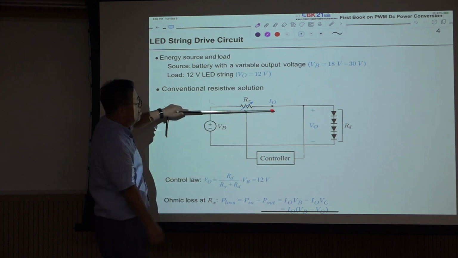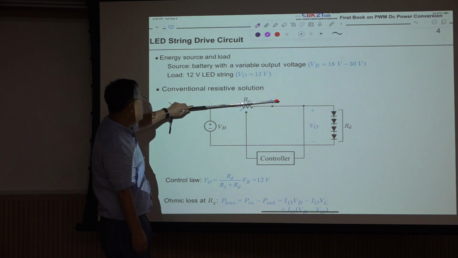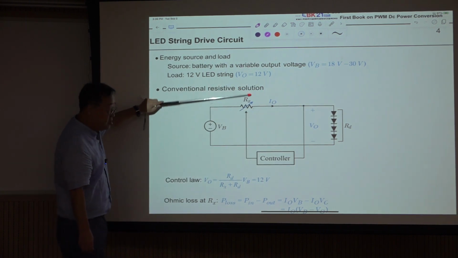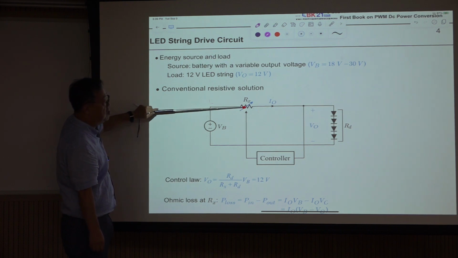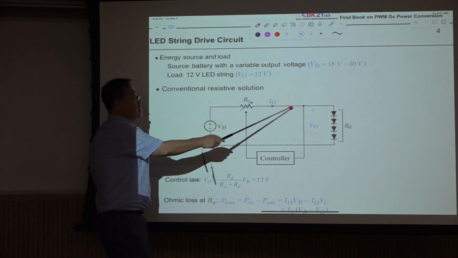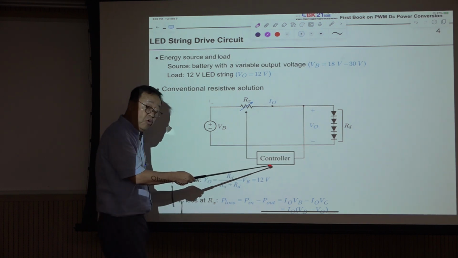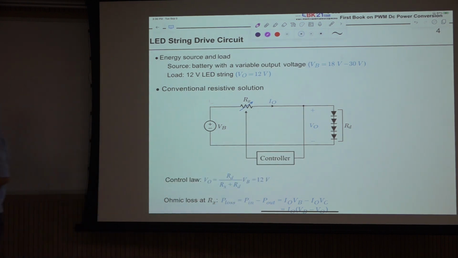So we use a variable resistor. This is called the conventional resistive solution. Assume this is the variable resistor, and here is just a branch with the controller, and we assume this current is negligible. The controller takes almost zero current, so I through this controller is negligible.